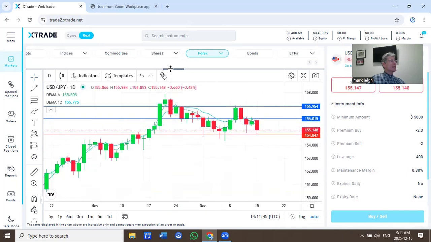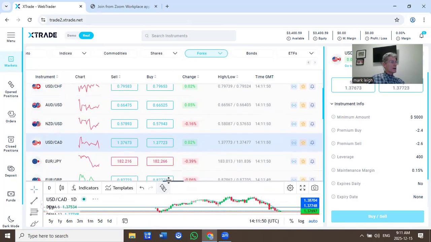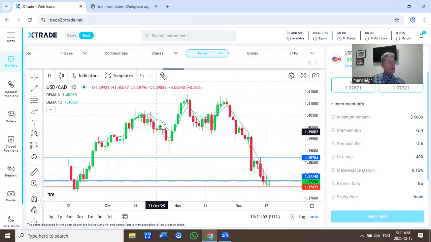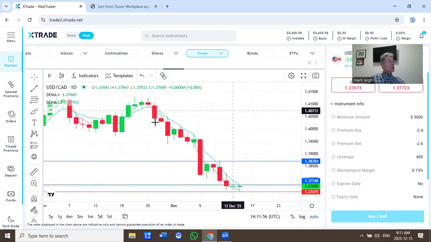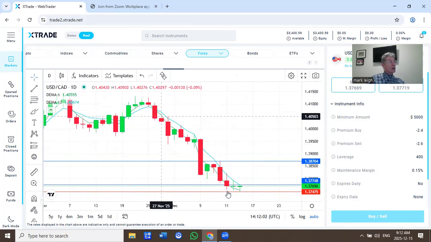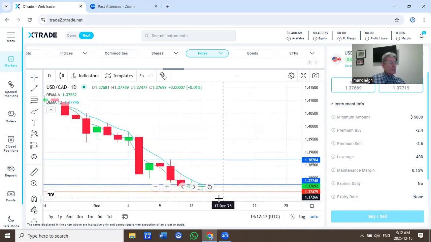US dollar against the Canadian. Another doji-like candlestick, indecision. US dollar has not been able to fight its way back so far against the Canadian. On Friday, it tried unsuccessfully. Today, slightly. If anything, I've got a lower low on the daily. I've got support sitting right now at 137.47, slightly lower than Friday.